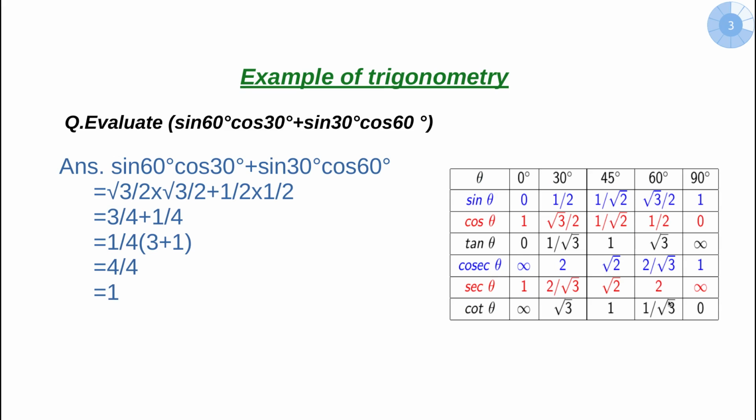Now we go to a trigonometric example, where we solve this expression: sin 60 degree cos 30 degree plus sin 30 degree cos 60 degree. Now we simply put the angle values of sin and cos from this table. Here the value of sin 60 degree is root 3 by 2, and the value of cos 30 degree is root 3 by 2. So plus, sin 30 degree value is half, and cos 60 degree value is half.